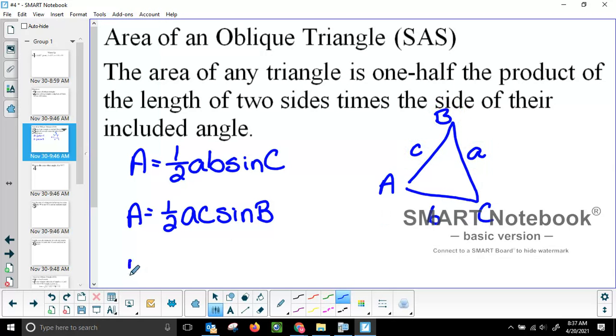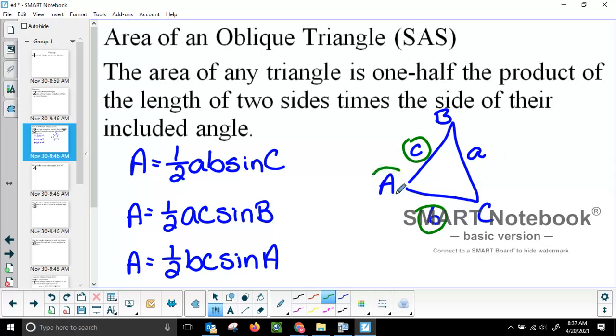And finally, we can also say this could be 1/2 bc times the sine of angle A. If we do that, we have b, we have c, and we have the angle between them, which is A. So all three of these will work. Now on your formula sheet, I don't remember which one of these is given, but you're given one of them. But it's very easy to convert to any other one.